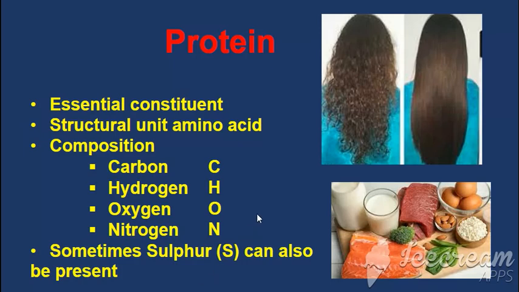For example, here is curly hair and straightened hair. The hair is mainly composed of the protein keratin. The presence of sulfur in this protein causes the curliness in the hair. Proteins can be found in these food sources: meat, fish, milk, egg, and other food sources like dal and moong. These have a high protein content.